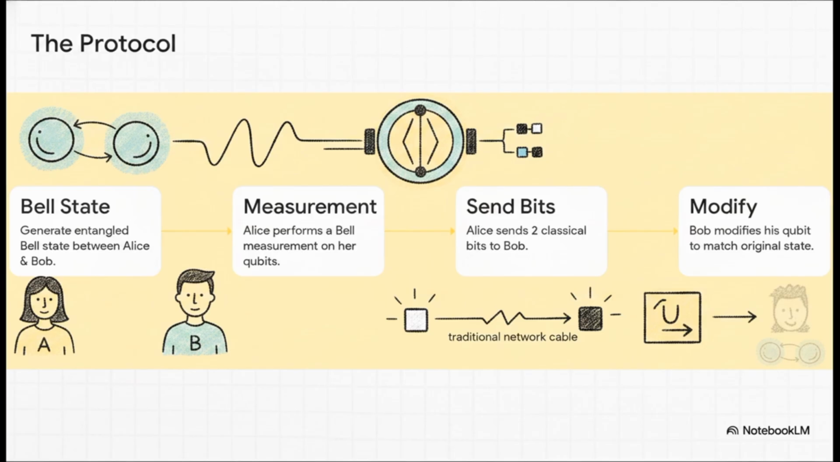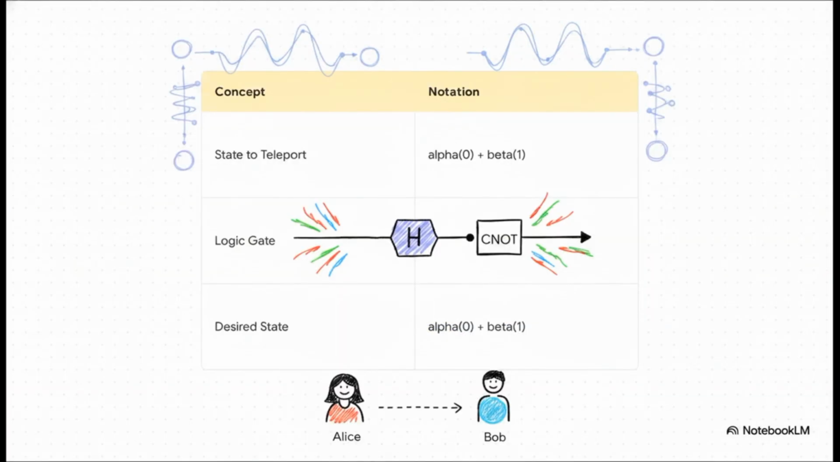Step 3. This measurement gives her one of 4 possible outcomes, which she rapidly encodes into 2 normal classical bits and fires off to Bob over a standard network. Finally, step 4. Bob receives those 2 bits. They basically act as an instruction manual, telling him exactly how to modify his half of the entangled pair. Once he makes that adjustment, boom, his qubit perfectly matches Alice's original quantum state. Now, don't let the formal bracket math intimidate you here. It's really just a formalized way of writing down exactly what we just walked through.